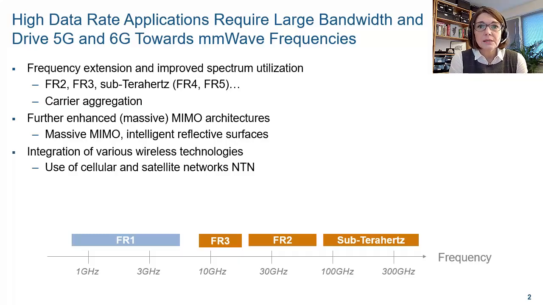But at these high frequencies, the losses of the channel are not negligible, which means that we need to use MIMO architecture or beamforming systems, both on the transmitter and the receive side, often using a large number of antennas, moving towards massive MIMO. Last but not least, we also see the trend of using multiple wireless technologies to both support higher data rates and also to increase the quality of service. And we see this, for example, with the usage of both cellular and satellite networks for non-terrestrial applications. So these are the trends that we see today that drive the move towards millimeter wave frequencies.